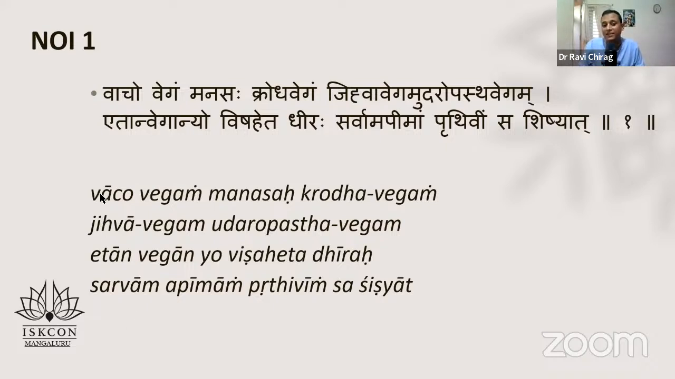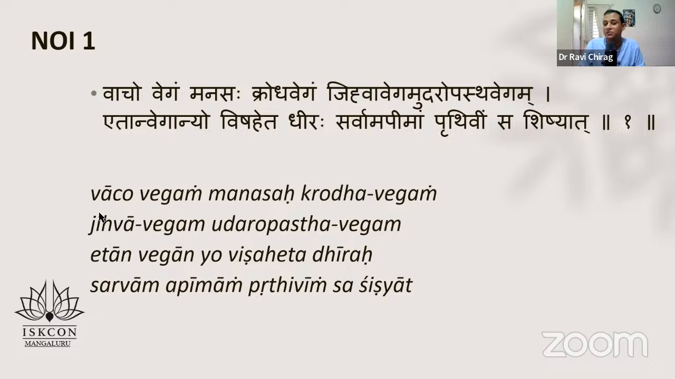So what are the three urges? One is called vacho vegam, the tongue, speaking. We have to control it. Then manasa, the mind, we have to control. Krodha, the anger, we have to control.